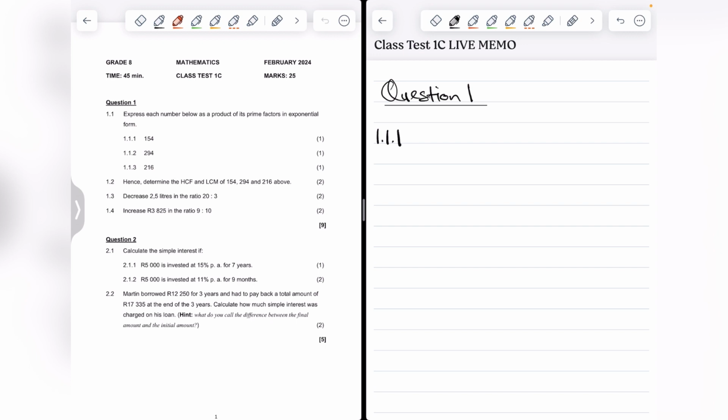For 1.1.1, we will take 154 and put it into our ladder and apply the ladder method to break up 154 into a product of its prime factors. The key part of the sentence is the product of its prime factors: taking a composite number like 154 and breaking it up into its prime factors only.